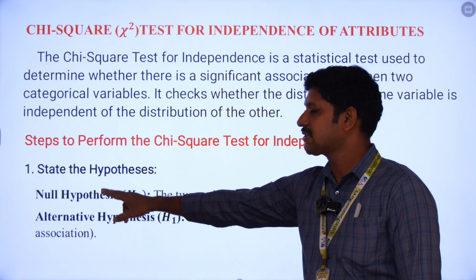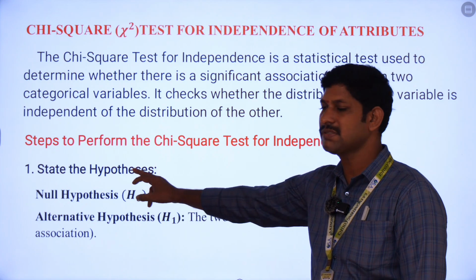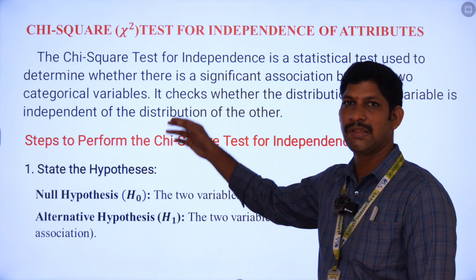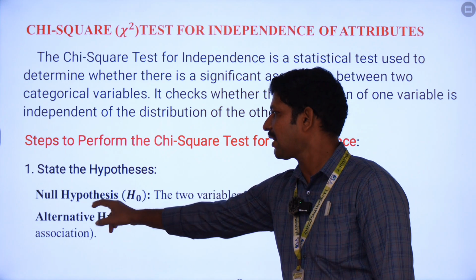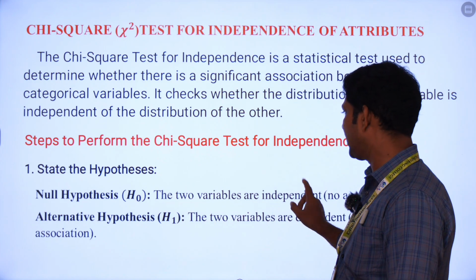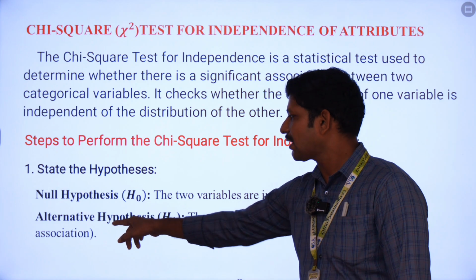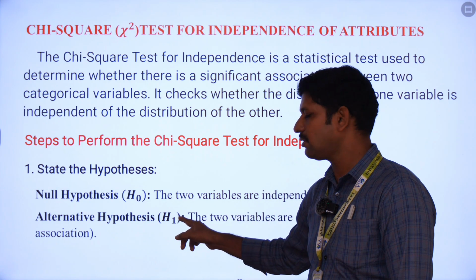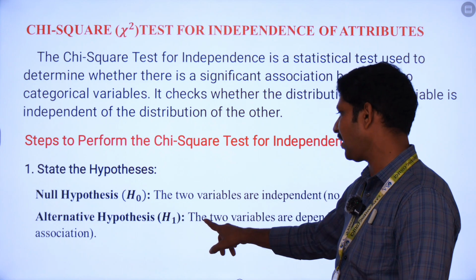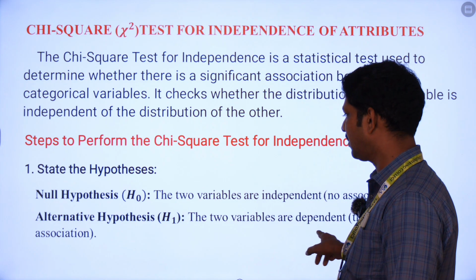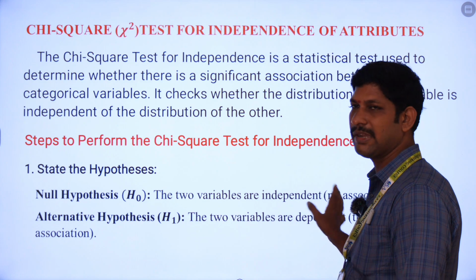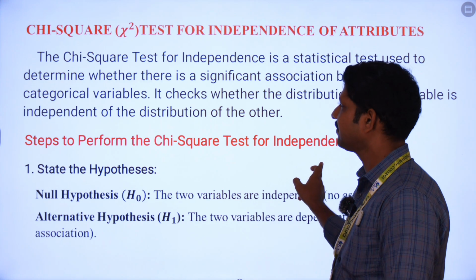Step number 1: state the hypothesis. The hypothesis is nothing but a statement. Initially we need to assume it, depending on the nature of the problem. First, the null hypothesis, with the notation H naught: the two variables are independent. Next, the alternate hypothesis, denoted by the symbol H1, which is opposite to the H0 statement. That is, the two variables are different, or you can write it as the two variables are not independent. Both will be the same.